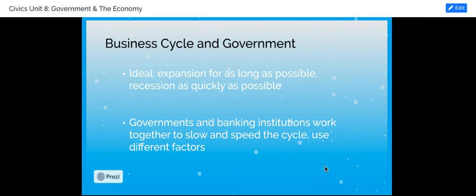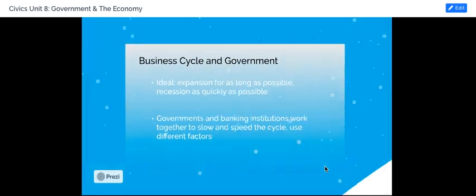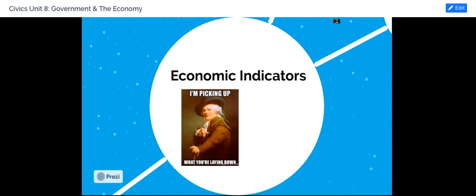All right, and then governments and banks and large banking institutions, like national ones, they work together to slow us down and speed us up. They both have different things that they can use, and we'll get into that later in fiscal and monetary policy. All right, and stay tuned for part 2.